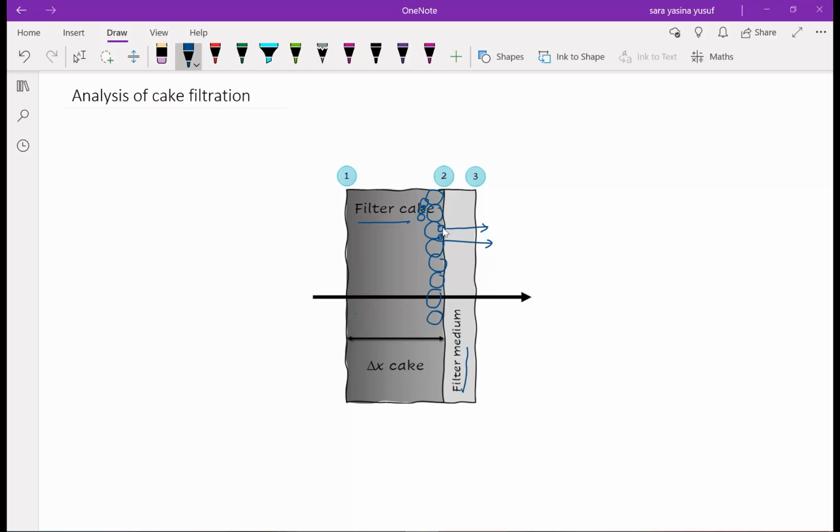Now, if we follow the gas stream from point 1 to 2 to 3, we see that the flow is horizontal. So we assume the flow is horizontal and has a small change in velocity, a smaller velocity change when it passes through the cake as well as the filtering medium because of the increment in the pressure drop.